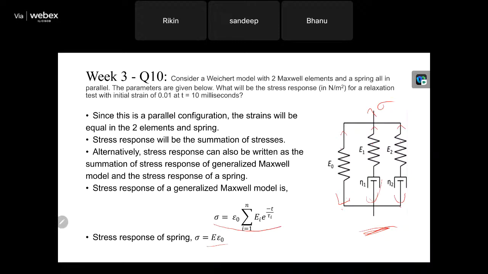Note that whenever you're substituting the values in the equations, please take care of the units, because a lot of times you'll make mistakes just because of the units. Make sure all are in the same system. If you're using SI, please use SI for all. The time is given in milliseconds, please convert it to seconds. If the spring elastic constant is given in megapascals or kilonewton per meter square, convert it into pascals. That way, it would be easier for you to solve.